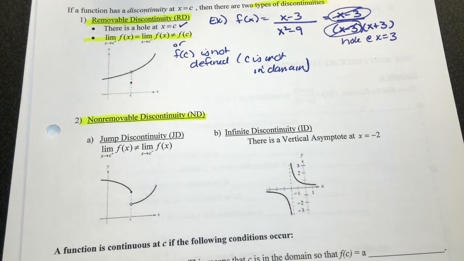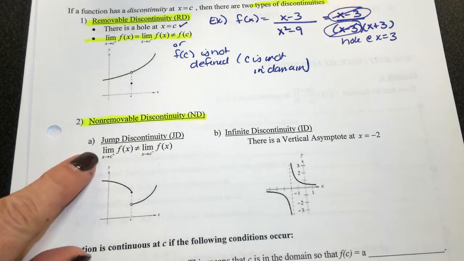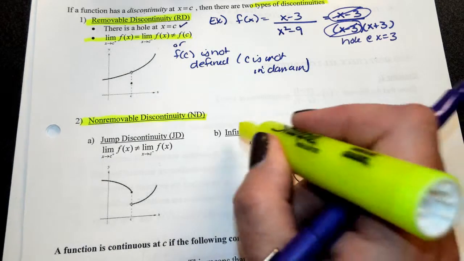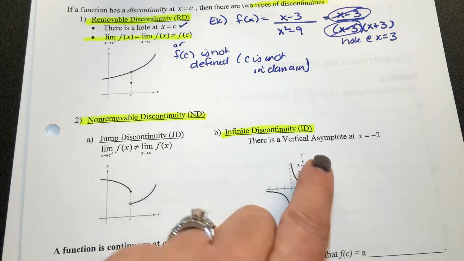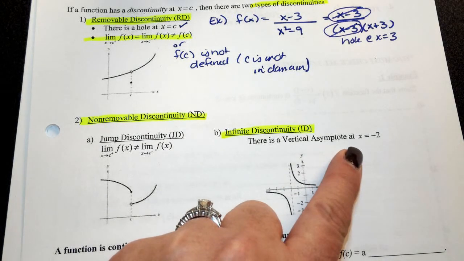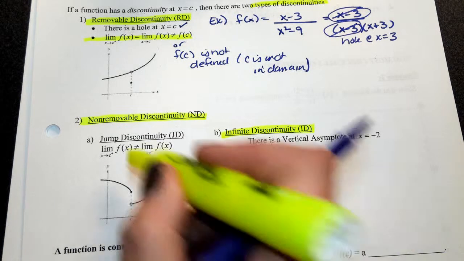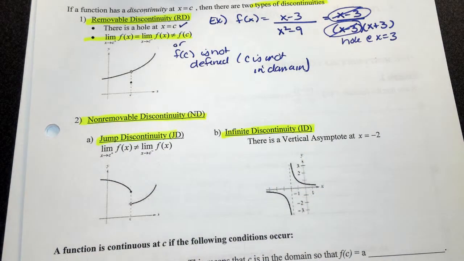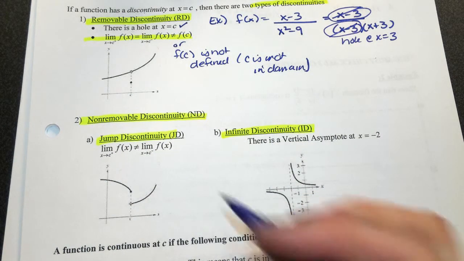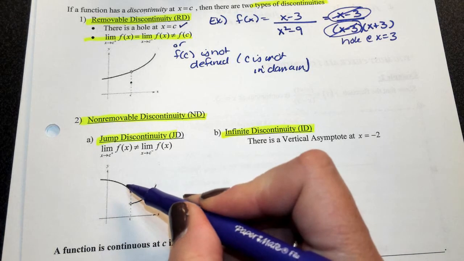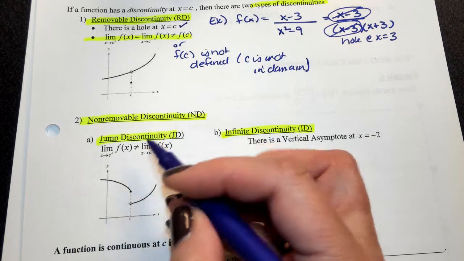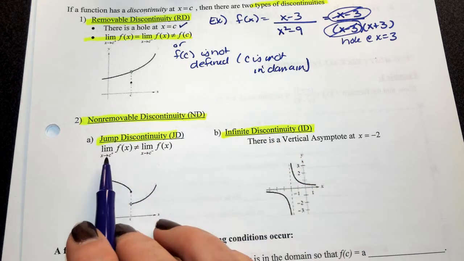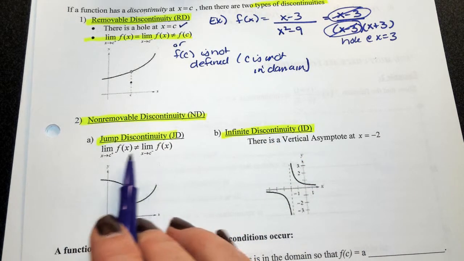There are actually two subcategories of non-removable discontinuity. Infinite is what we talked about back in Unit 8. That means you have a vertical asymptote at a particular x value. There's also what we call jump discontinuity. A jump occurs, and really what you'll be looking at is a piecewise function. A jump discontinuity happens when the limits are different on the left and on the right.